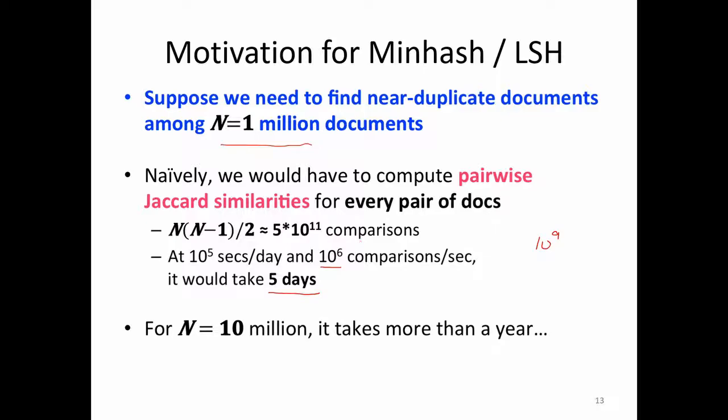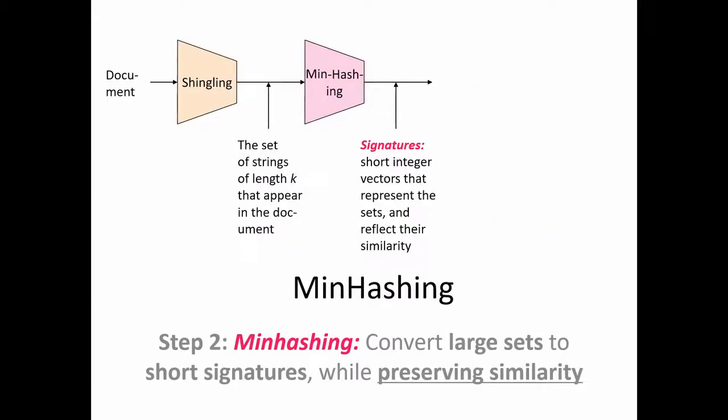And of course it's n squared, so it grows very fast. So for 10 million, it takes more than a year, so it's already not feasible to do this. So the question is, how do we boil it down to a manageable number? Let us see.